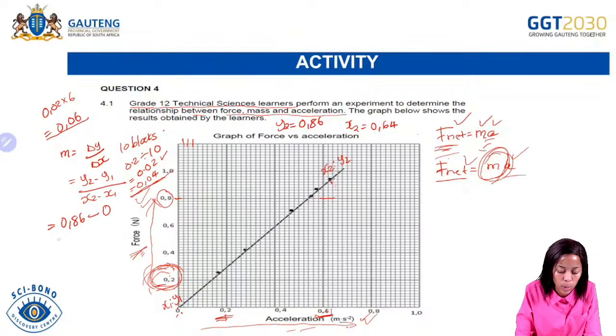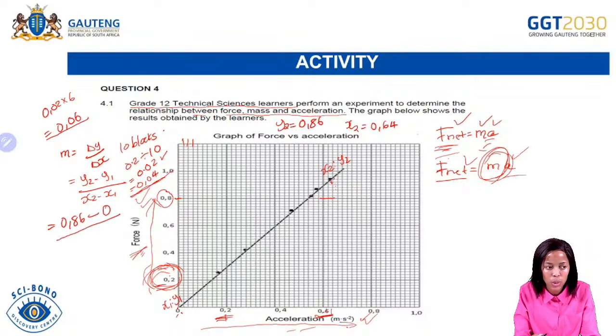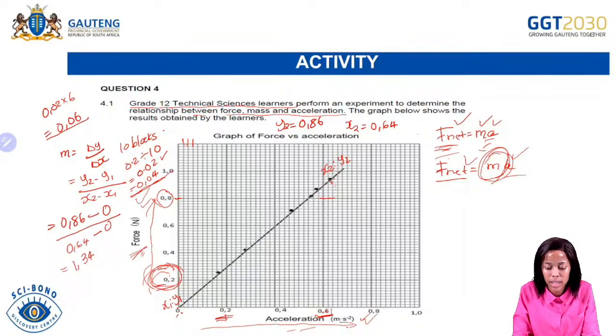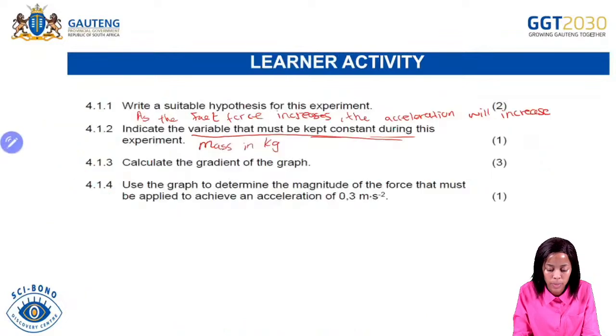So our y1 value will be represented by 0, and then in terms of the x2, we are then going to have 0,64, and then our x1 value will therefore be represented by the 0. So from there, what do you have? You then have 0,86 divided by 0,64. So your gradient will therefore be represented by the 1,34. Okay, so 1,34 for the gradient.